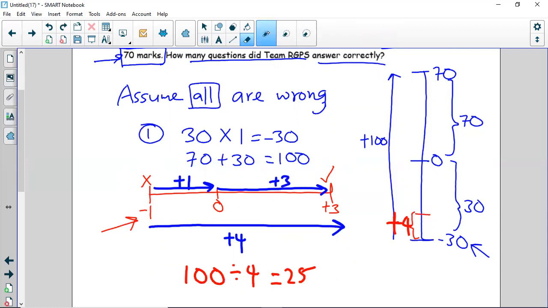Okay, you can see that the problem is solved easily if you understand the leaf and the travelator. So you have to replace 25 wrong answers with 25 correct answers, which means that the team must have answered 25 questions correctly. And that's how you solve it.